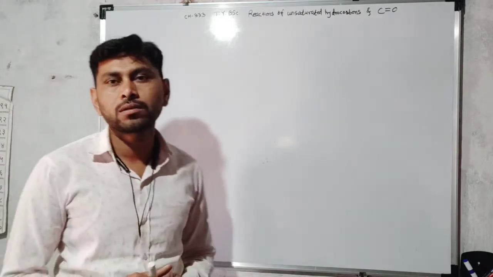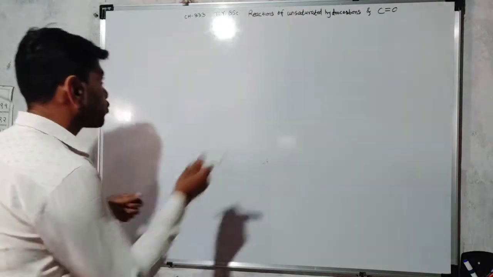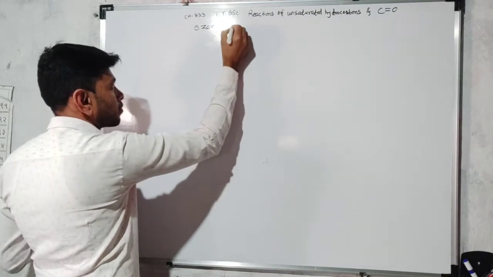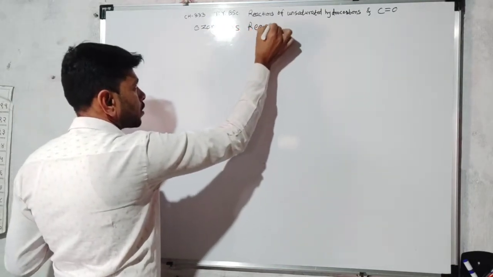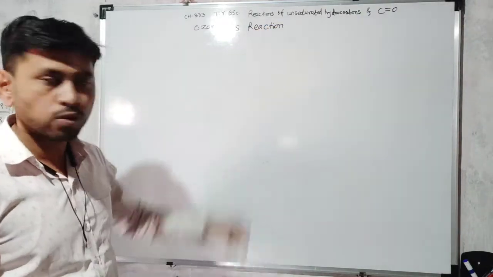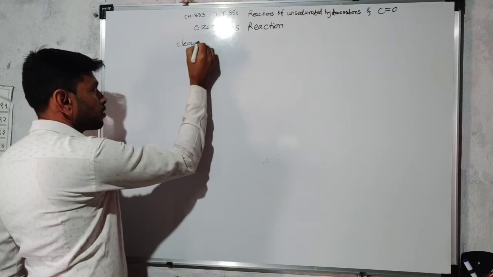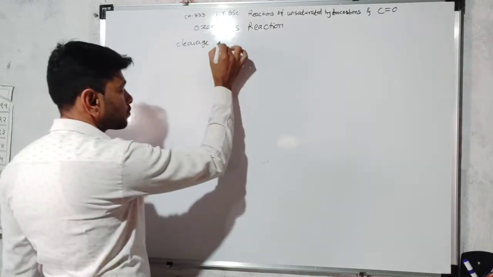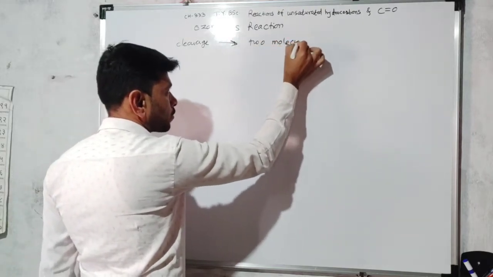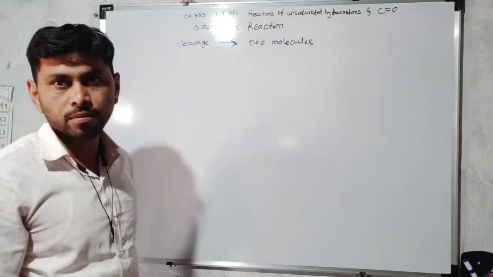Now, the last and important addition reaction of the carbon-carbon double bond that we have to study is the ozonolysis reaction. In ozonolysis, addition of ozone across the carbon-carbon double bond takes place. Ozonolysis is basically a cleavage reaction in which two molecules are formed, or complete cleavage of the carbon-carbon double bond takes place.